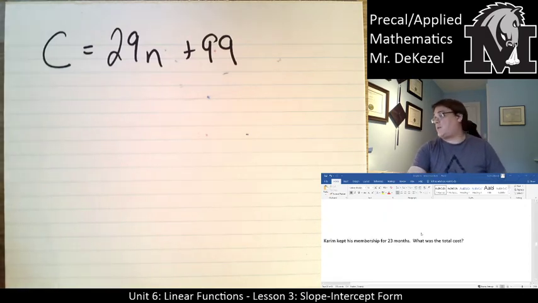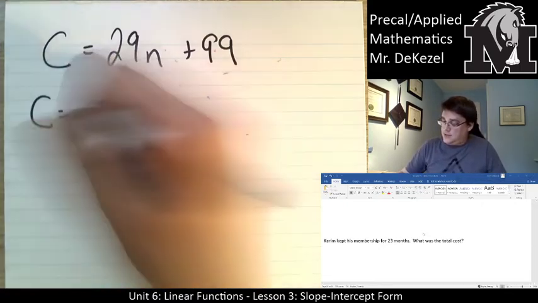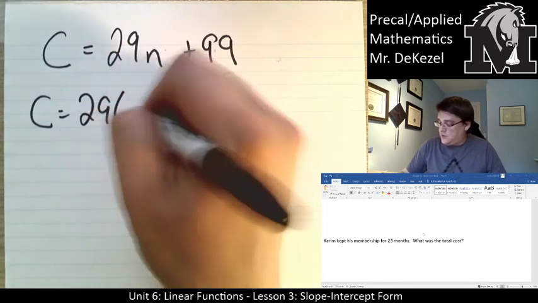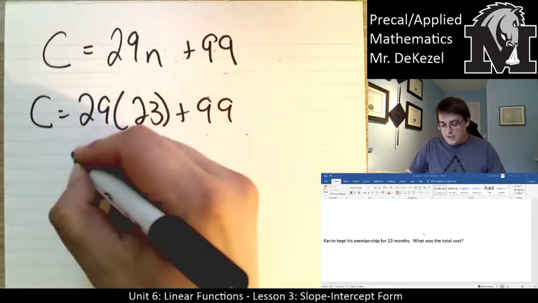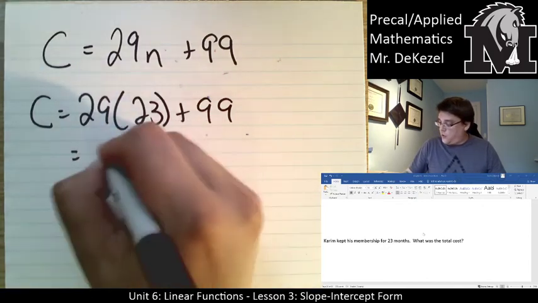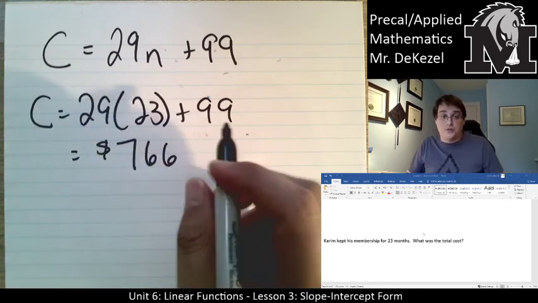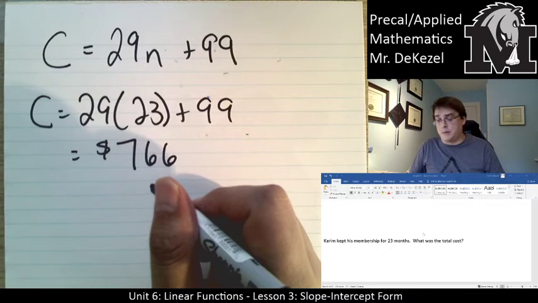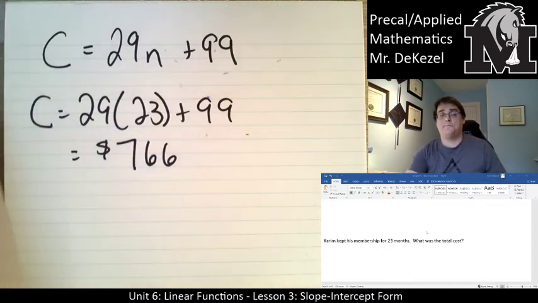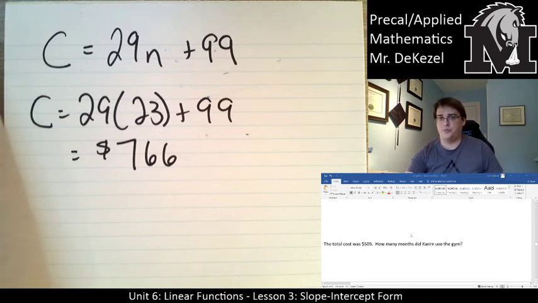The next question says he kept his membership for 23 months. What was the total cost? So the cost is equal to $29 times 23 months plus his initial $99 investment. That would be a total of $766 for the almost 2 years of his gym membership. Seems like a lot. Maybe you can do like a YouTube workout or something.